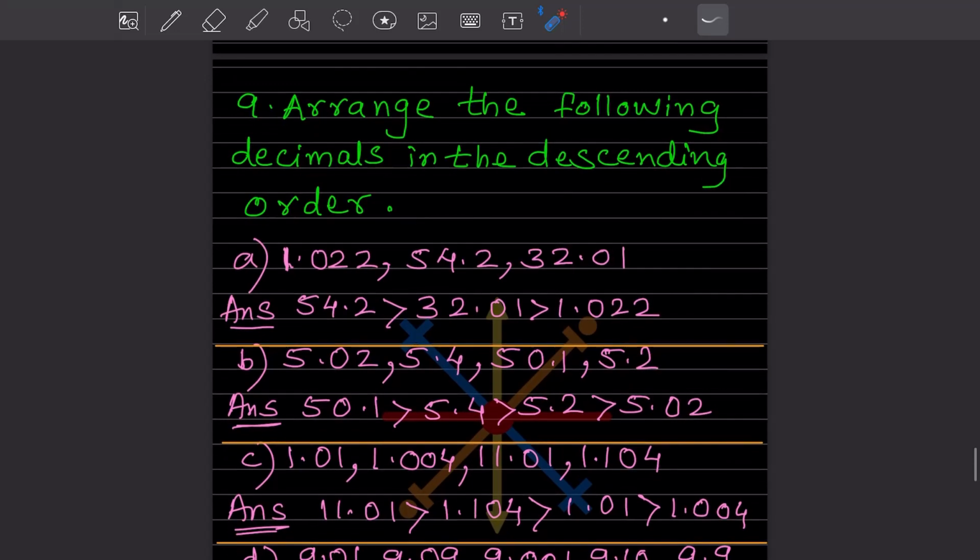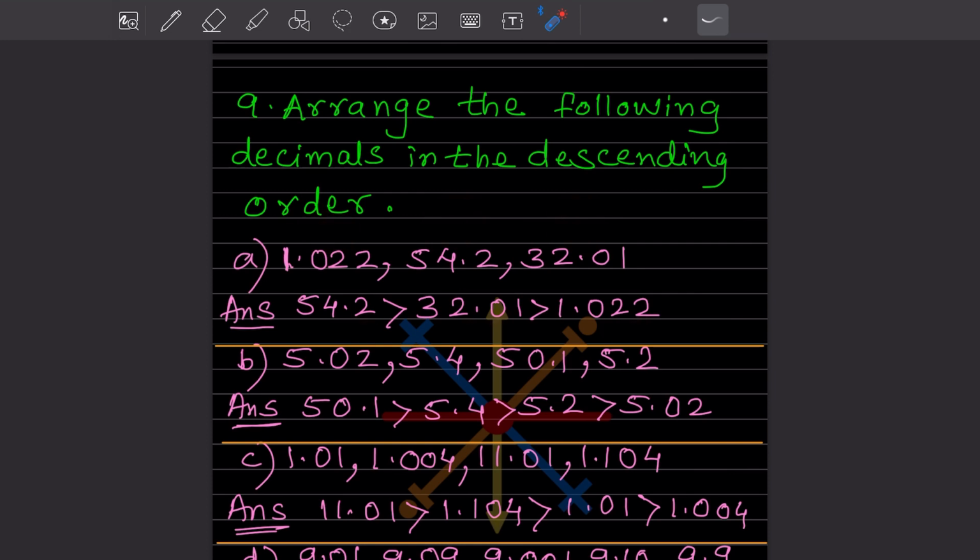Now arrange the following in the descending order. Descending means what? That is big to small. Same, you have to follow the same method. Now from this one, which is the bigger number? See, this is 1 point something and this is 54 point something and this is 32. So definitely this is going to be the bigger number, 54, and then 32. And then this is going to be 1.0. So 54, 32 and 1.0.